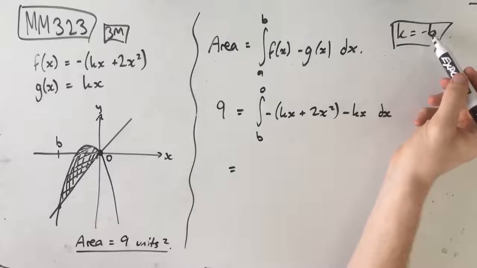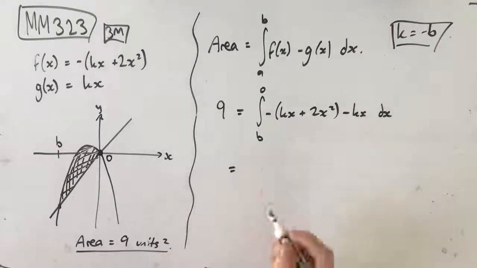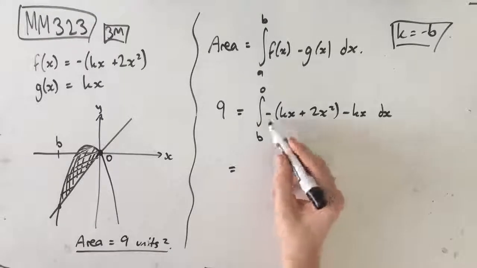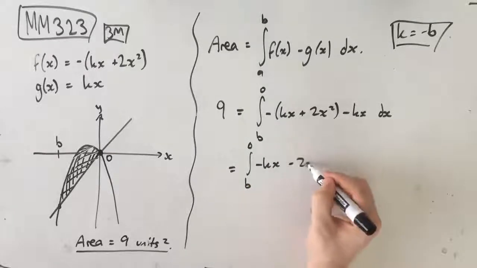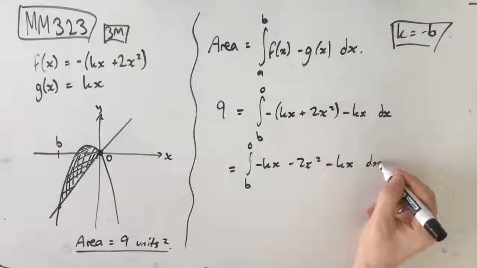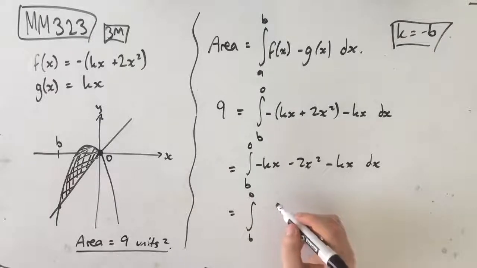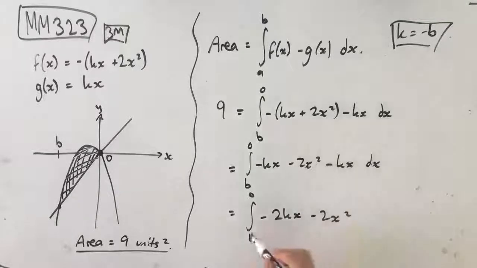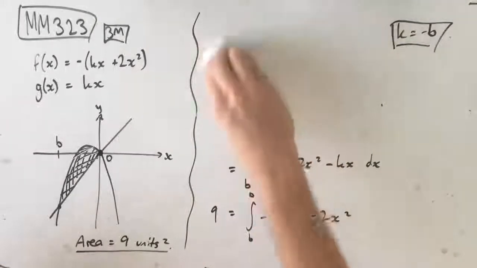Now you could straight from here just sub in negative b into the k's here, but you can kind of do it anywhere. So what we get is, I'm actually going to just expand this out just so that we can see it properly. So we get negative kx take 2x squared minus kx, and then from here the negative kx and the negative kx add together to get negative 2kx minus 2x squared. Awesome. And that's all equal to 9. So now we can evaluate this.